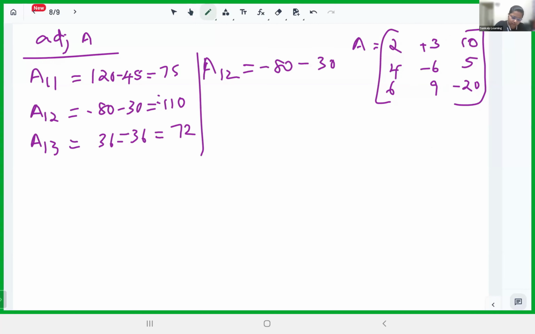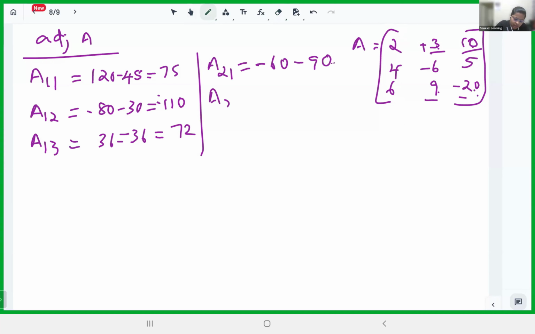It is not A12, it's actually A21, right? Next element is A21. Sorry. A21 means this is the second row and this is the first column, right? So A21 is equal to, the remaining is 3 minus 20, 10 and 9, right? So 3 into minus 20 is minus 60. 9 into 10 is plus 90. Minus 60 plus 90. Sorry, there is a minus there, right? There is a minus in between. Finding a determinant, you put a minus in between, right?